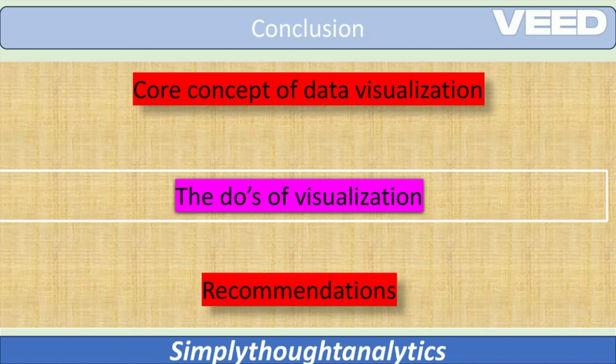So, in conclusion, we have been able to look at the core concept of data visualization. We have been able to look at the do's and the don'ts, and we have been able to look at some of the recommendations that before you present any information or design any visual, you must know what you want to present, the kind of information you want to pass across, and the kind of information you are looking for.